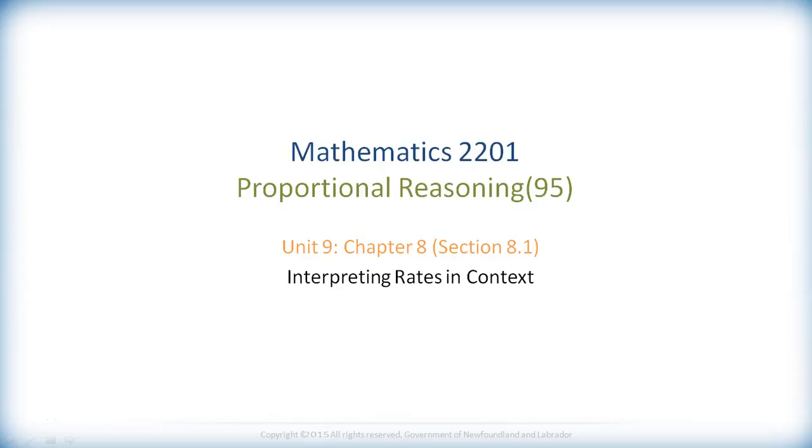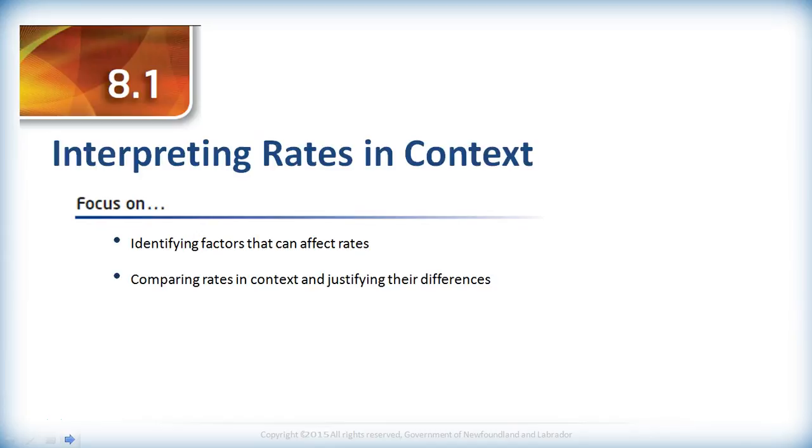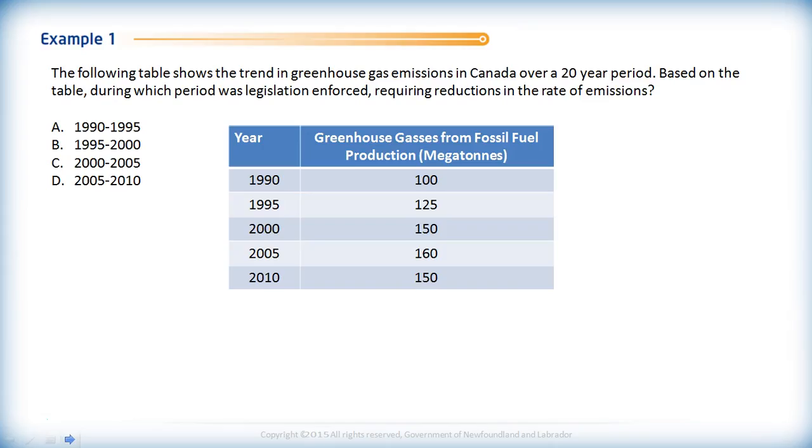All right, we're going to put our thinking caps on and see if we can interpret some rates in context. 95th installment. All righty, let's see what we got here for this stuff. Same thing, identifying factors that can affect rates, comparing rates in context, and justifying their differences. Okay, some of this stuff might make us think a little bit.